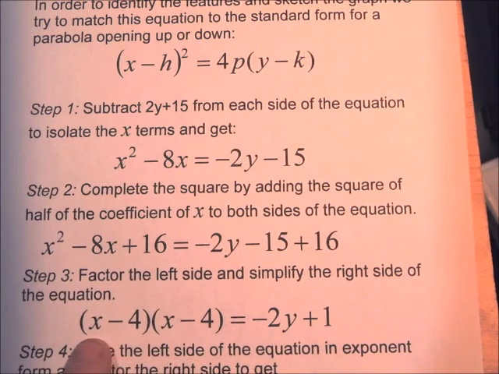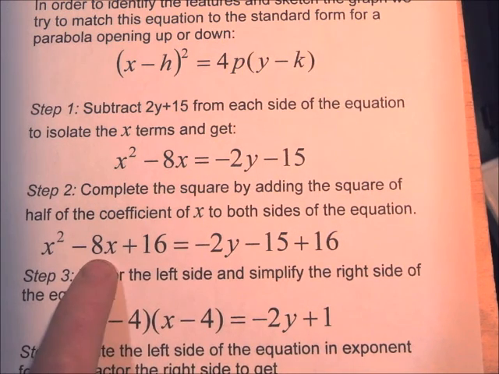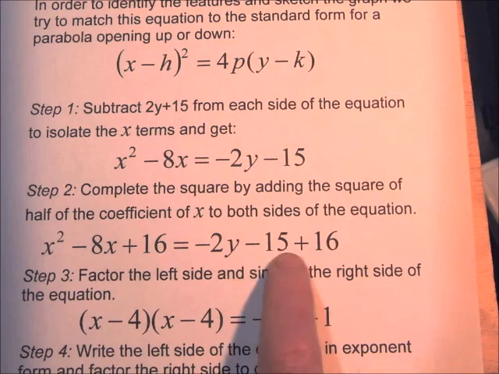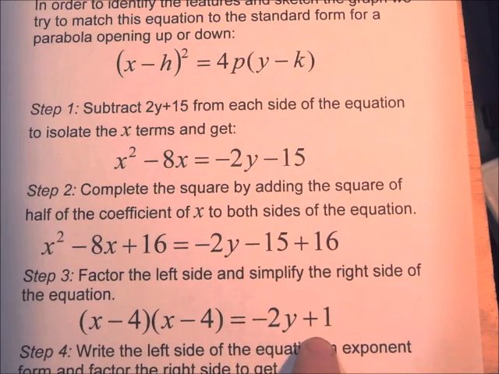You can check with the FOIL method. x times x is x squared. Outer product is negative 4x. Inner product, negative 4x. Add those, you get negative 8x. Last times last, negative 4 times negative 4 is 16. We can simplify the right side. Negative 15 plus 16 is 1. So the right side will be negative 2y plus 1.